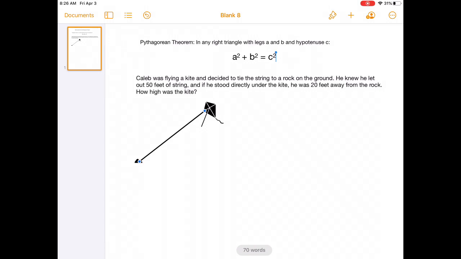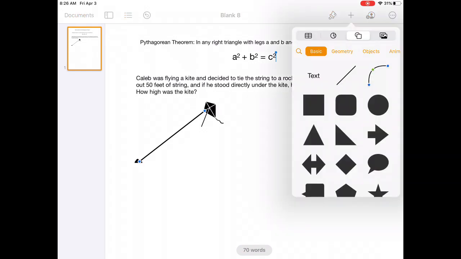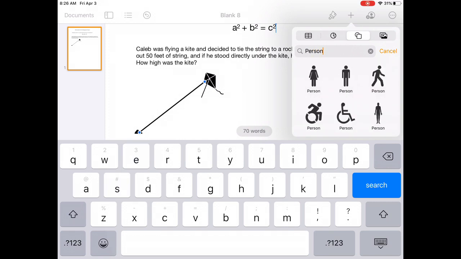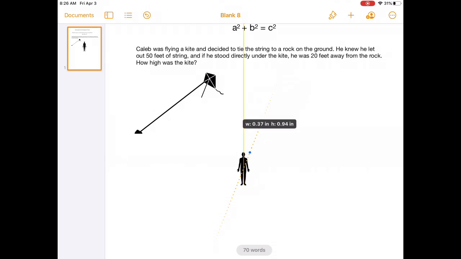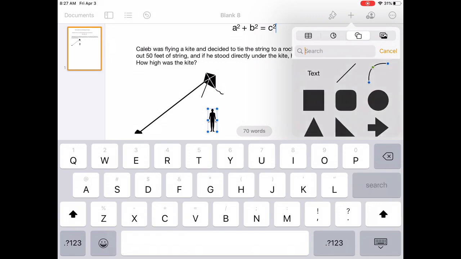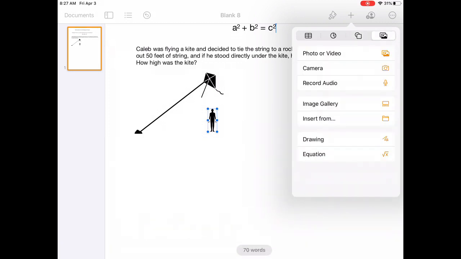All right, so I kind of skipped over part. I said he knew that he let out 50 feet of string here. So we got to keep that in mind. The string is 50 feet long. He stood directly underneath it. Let's see if we can't get Caleb under here. This looks like a more anatomically correct person. So he is directly underneath the kite here. All right. So we've got all this going on.